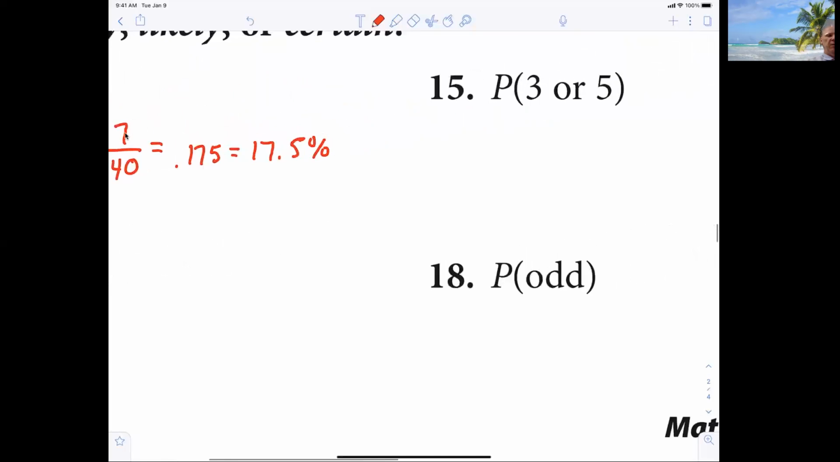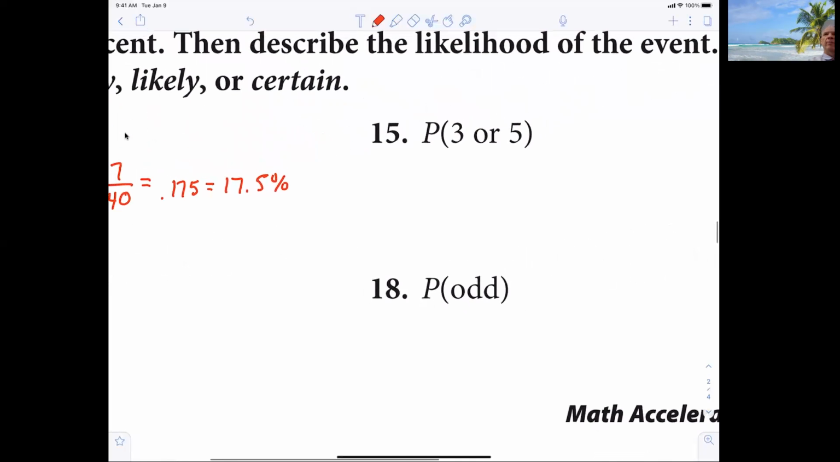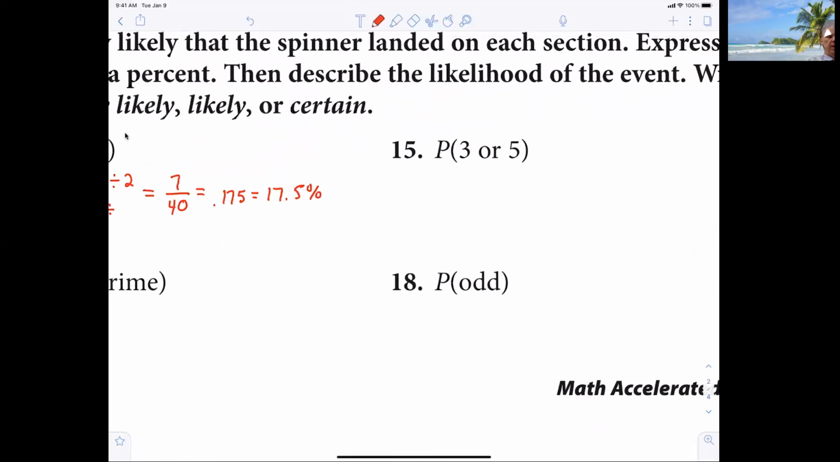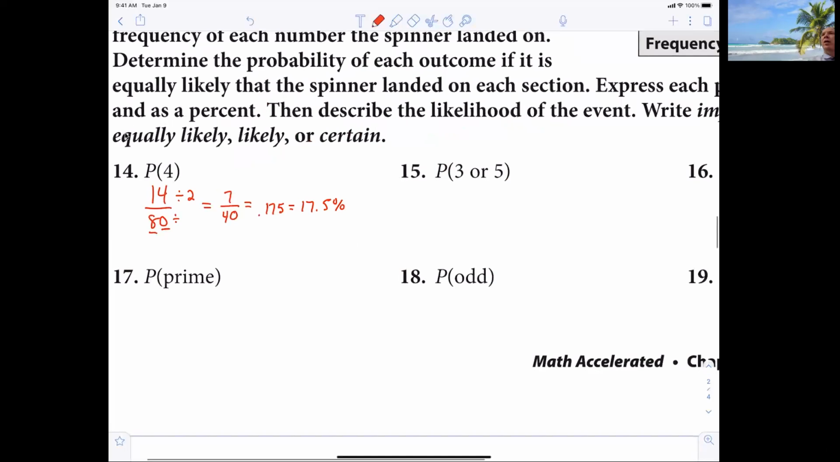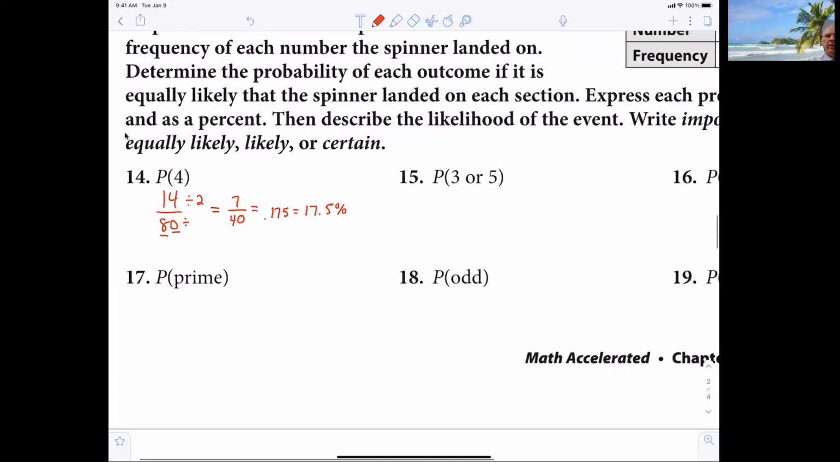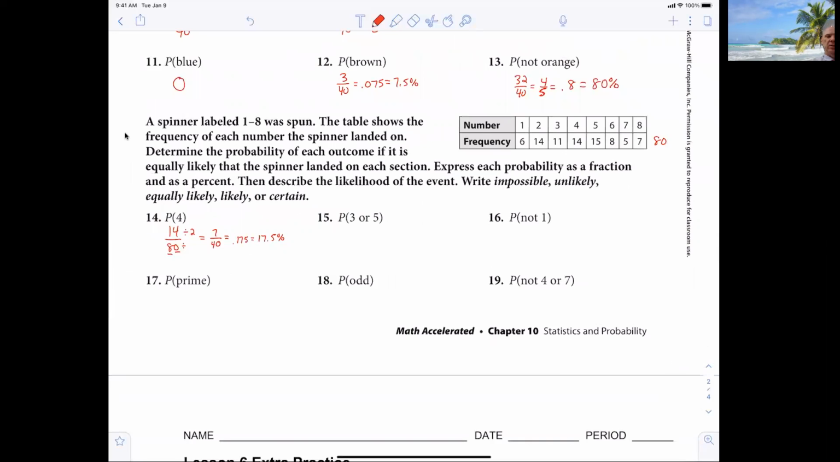All right. KK, 15. Yep. I'm going to keep going until you can convince me you know what you're doing. What does the 3 or 5 mean? How many 3s are there, KK? 11. How many 5s? 15. So altogether, that would make what? 26. Out of?